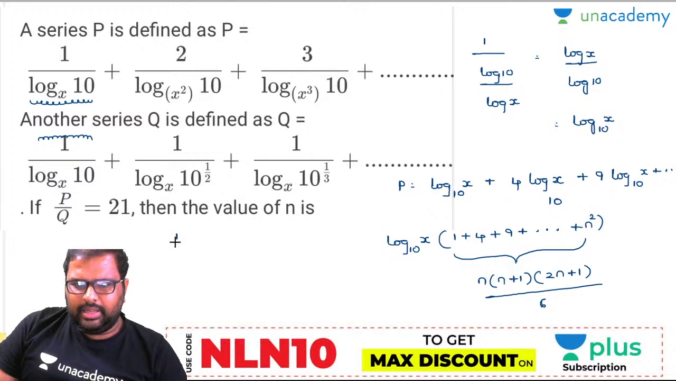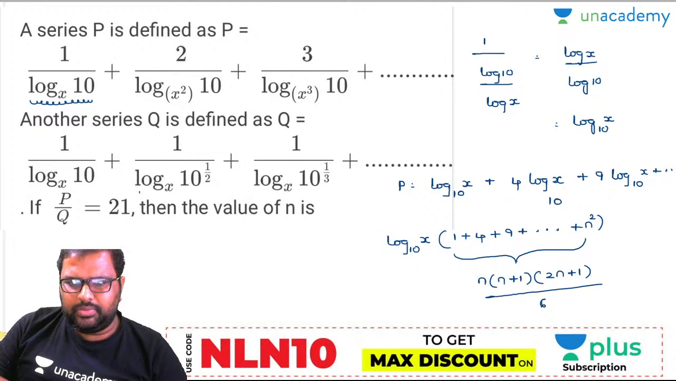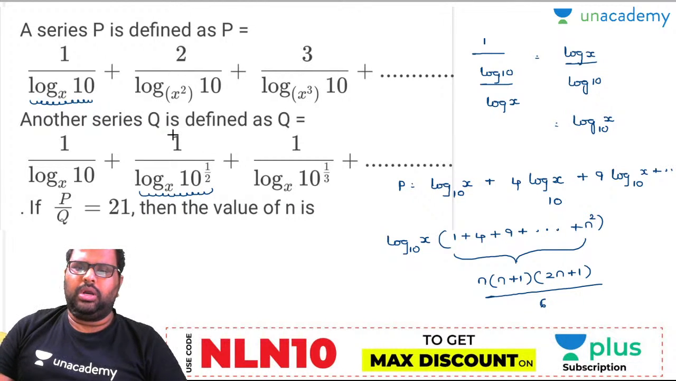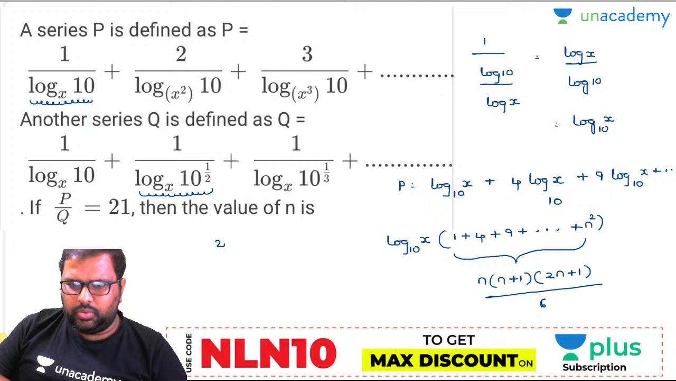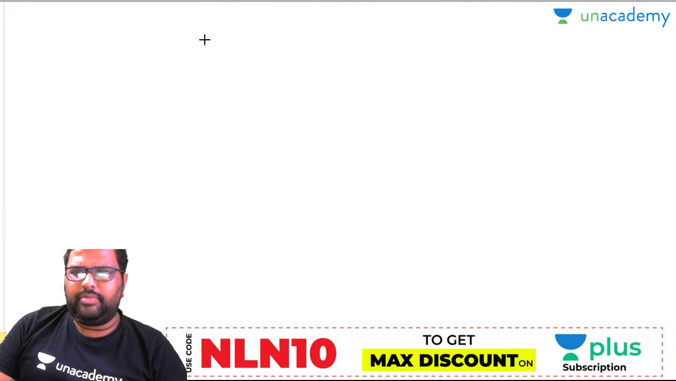So 1 by log 10 divided by, again this also can be written in the same format. So by this, what will be this value? Let me know that, right? So log base 10 1 by 2 by log x. So at last this will be 2 log base 10 of x. Am I right or wrong? Yes, and this will be 3. So finally, what will be your Q series?